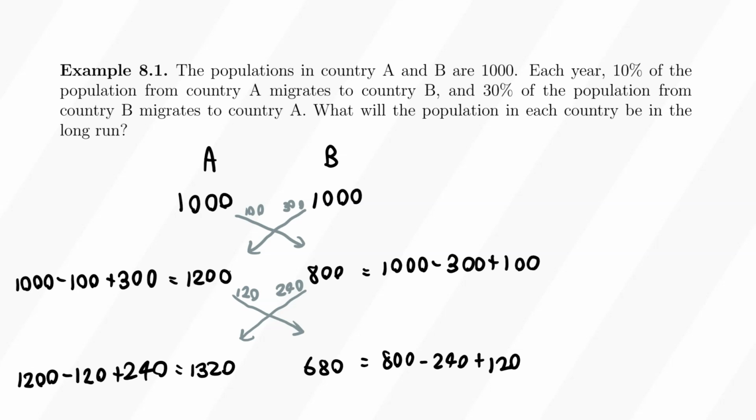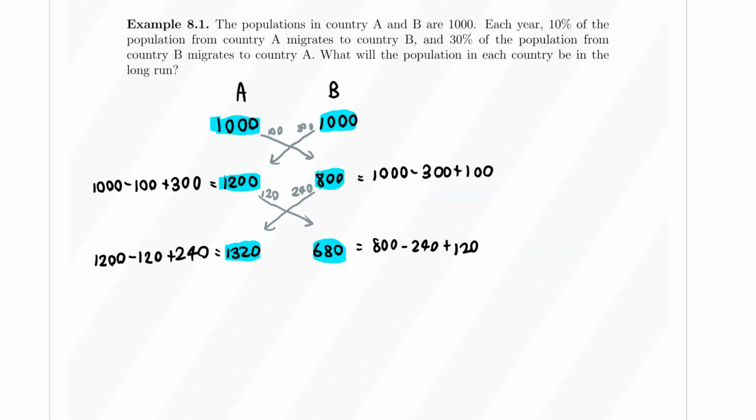And the question asks what's gonna happen to the population in each country in the long run. If we look at the trends that we have so far, it seems like the population in country A is increasing and the population in country B is decreasing. So we could probably guess that in the long run, it might be that everyone is gonna just move to country A. So I'm gonna have 2,000 people in country A and then no one lives in country B.